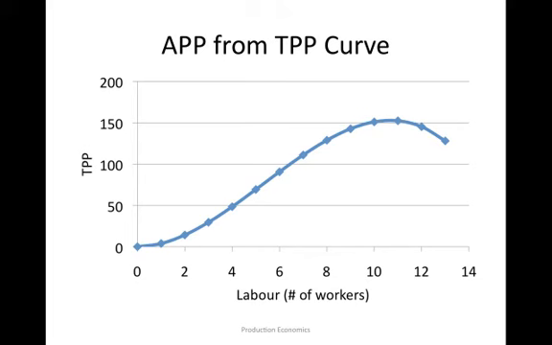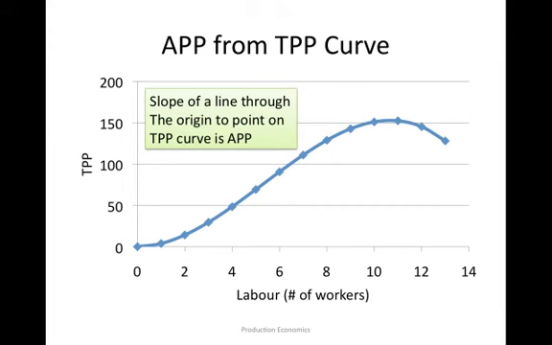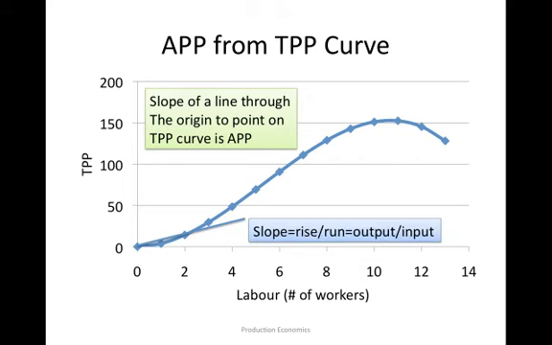APP can actually be measured based on the total physical product curve. And we do that by simply measuring the slope of a line through the origin of the TPP curve to a point on the TPP curve. So for instance, if I drew a line from the origin to the point where I had 2 units of labor, the slope of that line tells me average physical product for 2 units of labor. And remember, slope is just rise over run, and so the rise in this case is output, and the run in this case is the units of input.